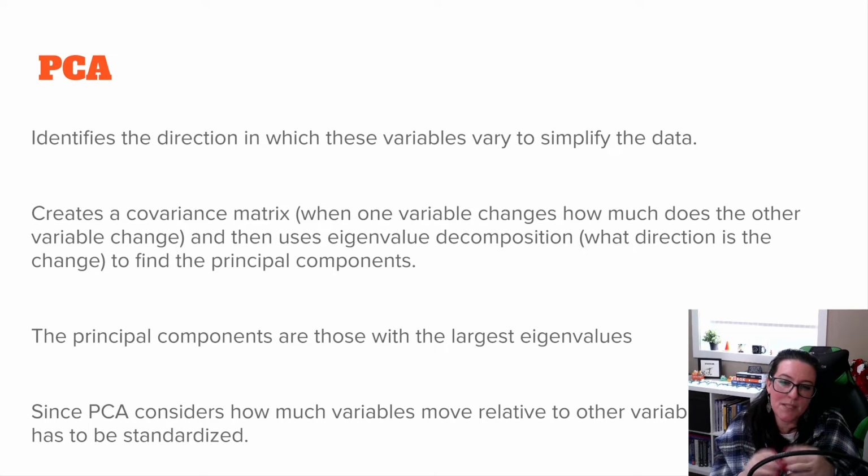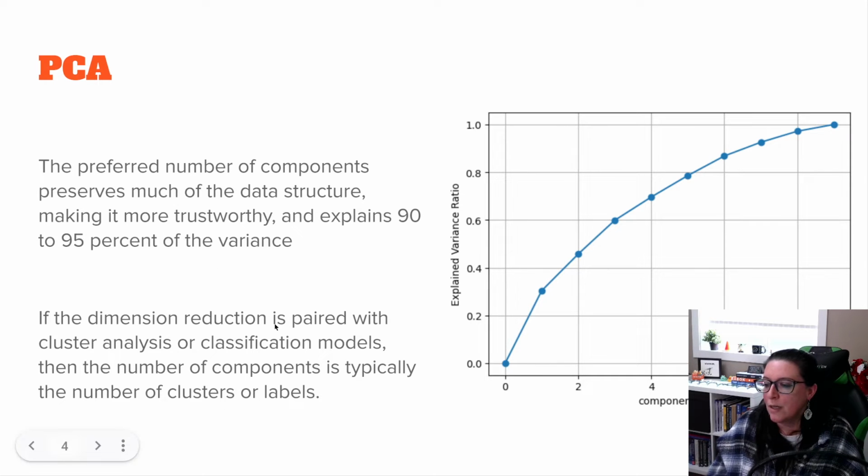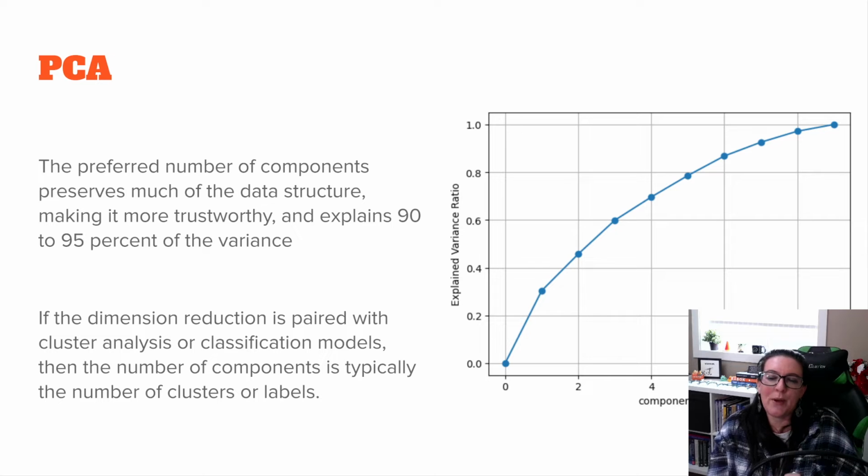Now, since principal component analysis considers how much variables move relative to another variable, we're going to have to standardize all these variables, so we're looking at it on the same scale. The key is to figure out, if we have a bunch of variables, how many components in this simplified space do we need to explain the data? The preferred number of components is the one that preserves much of the data structure so that it's trustworthy. So we need to explain about 90 to 95% of the variability in the data.